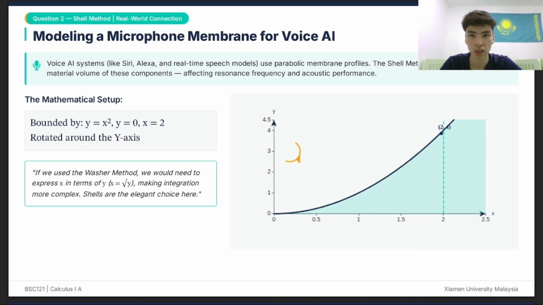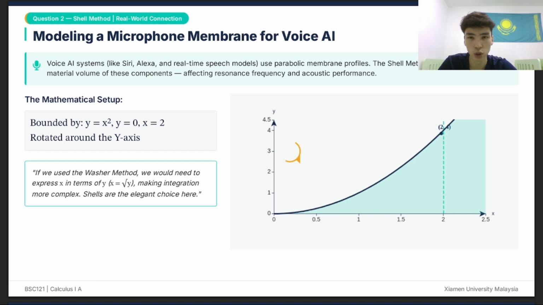Again, this has a very tangible real-world application. Consider a parabolic microphone membrane used in voice AI systems like Siri or Alexa. To model its material volume, we can use the shell method. The mathematical setup is as follows. We have the region bounded by y equals x squared, y equals 0, and x equals 2. And we rotate this region around the y-axis.